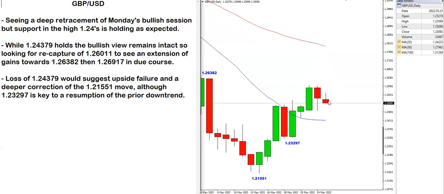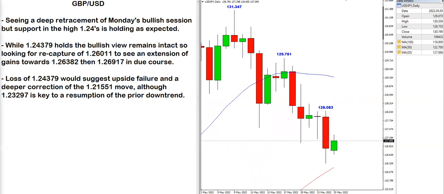Beyond it, we've got the falling 50-day moving average that comes in at 127.962 today. On the downside, if we lose 124.379, then it would look like we are headed lower, although 123.297, this reaction low, is still seen as the key to a resumption of the previous downtrend for 121.551 levels and below. On to dollar yen.